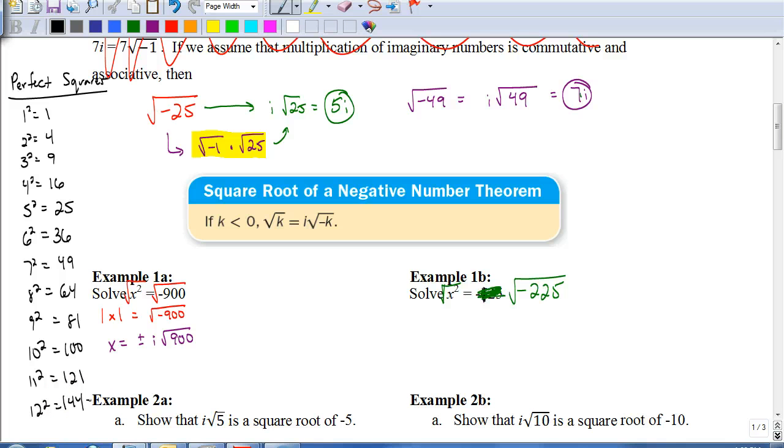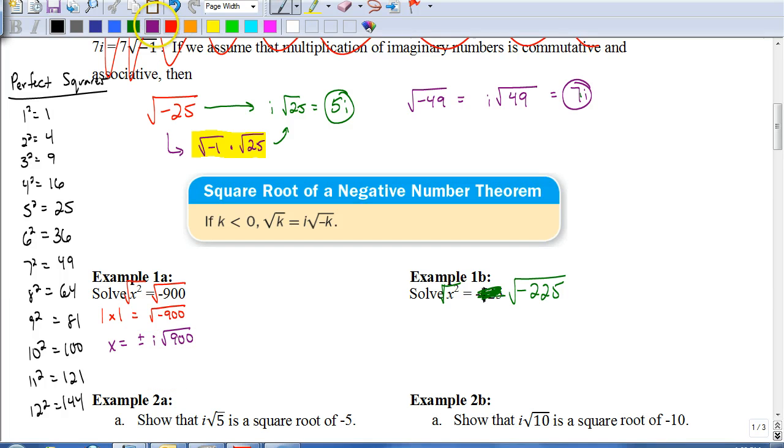So looking at these numbers here, these are all my perfect squares. Meaning if I look at 36 here, the square root of 36 would be 6. Or if I look at 81, the square root of 81 would be 9. So what we're doing here is, let's go back to this problem now. We have plus or minus the square root of 900.